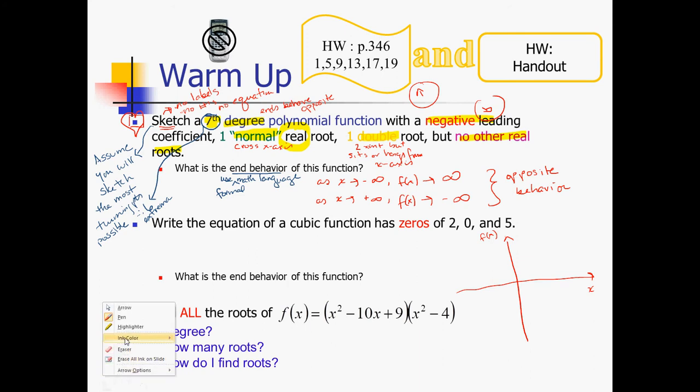Now, there's a whole bunch of things I'm testing here, so this is going to be worth a decent amount of points, so be somewhat careful, right? Start up here. I have to have one double root, so I might as well get that done right away. There's my double root.